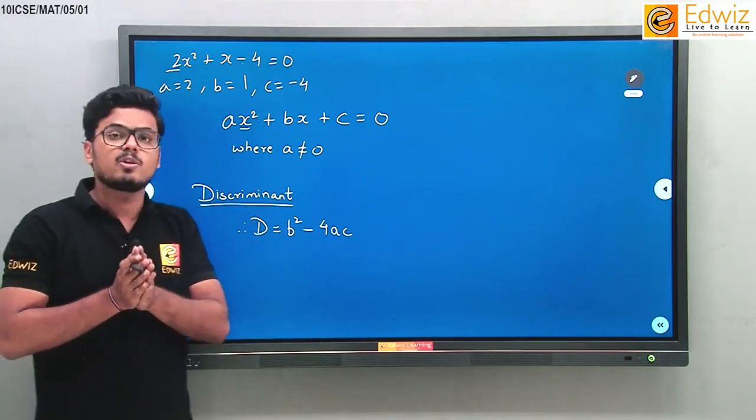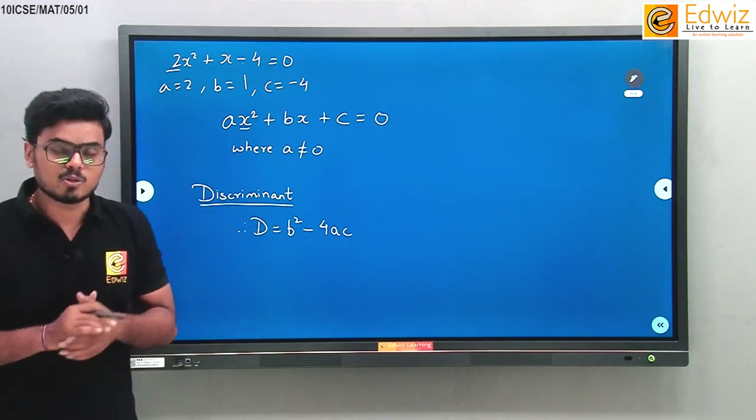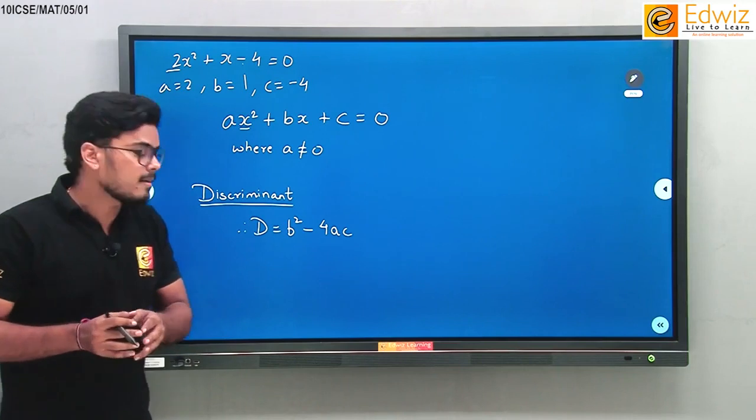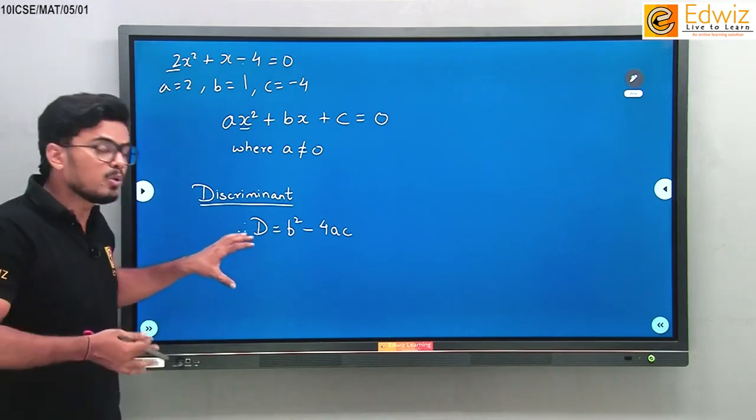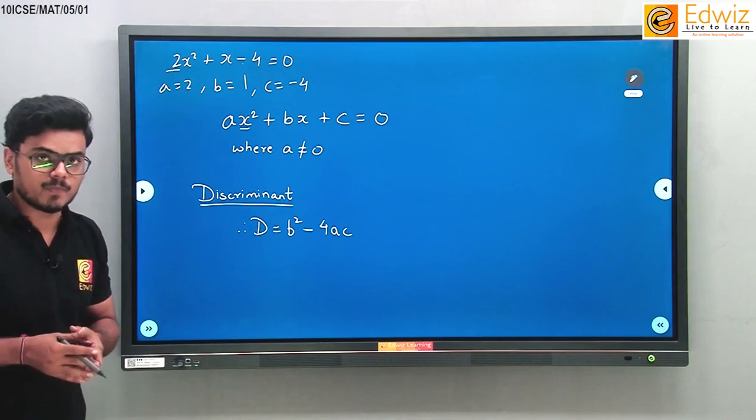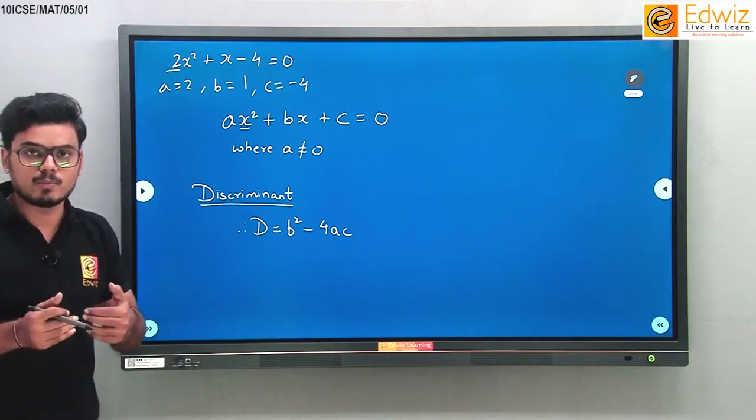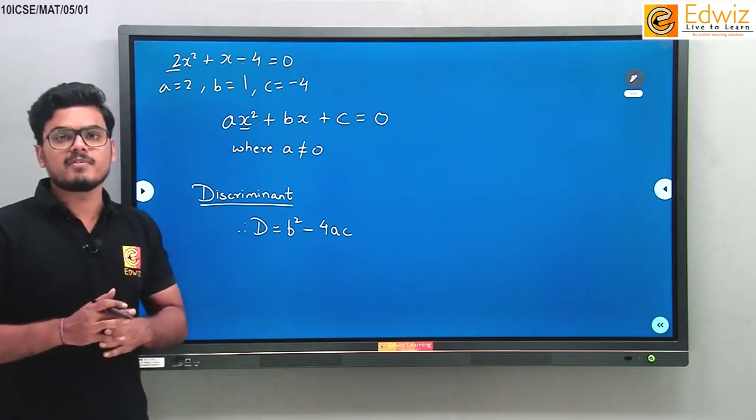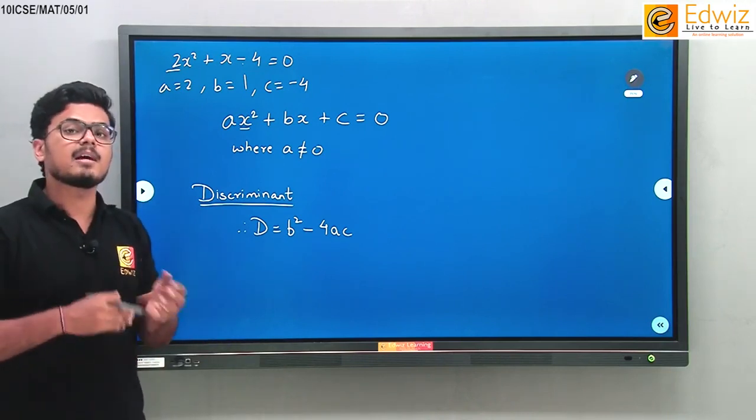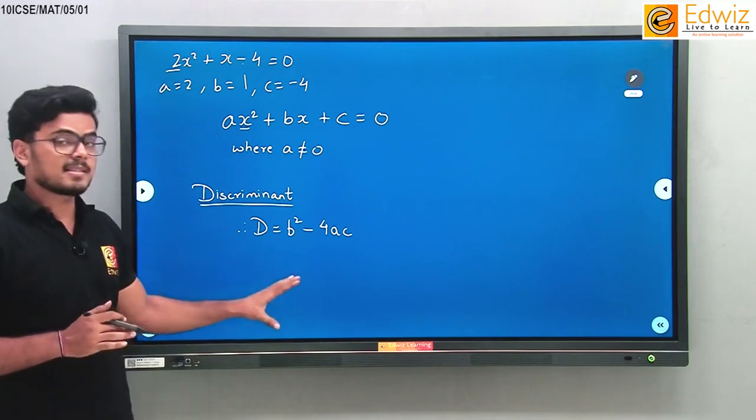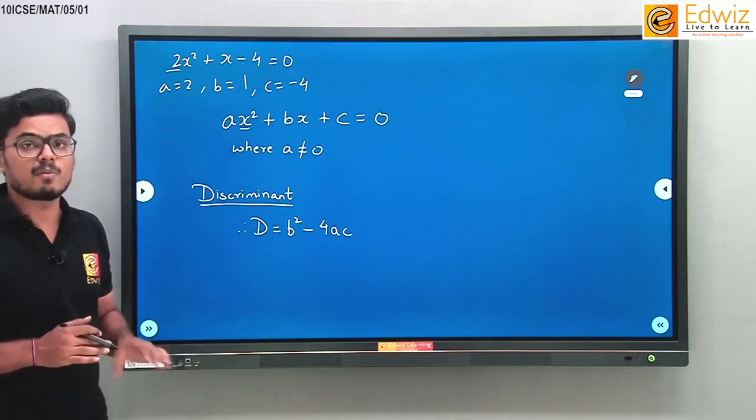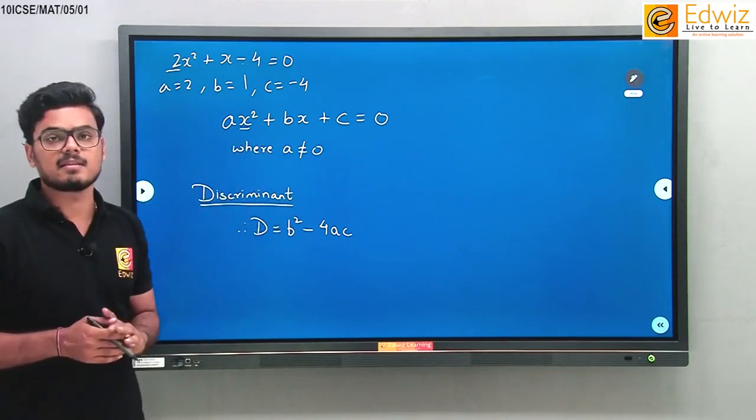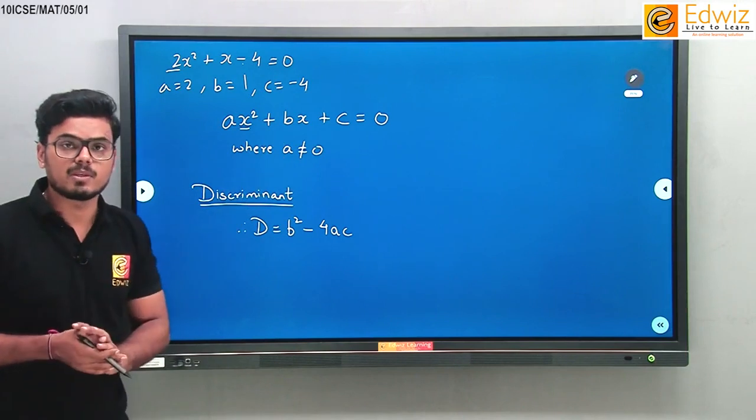Now the question is, why do I need the discriminant? Why do we need it? The discriminant, as the name suggests, helps us understand what type of solution our quadratic equation will have. What type of solution we are going to find for the quadratic equation, we will discuss in a little more detail in the upcoming exercises. But first, you must know that this is the standard form of a quadratic equation, and a, b, c are constants where x is the variable, and a should not be equal to 0.